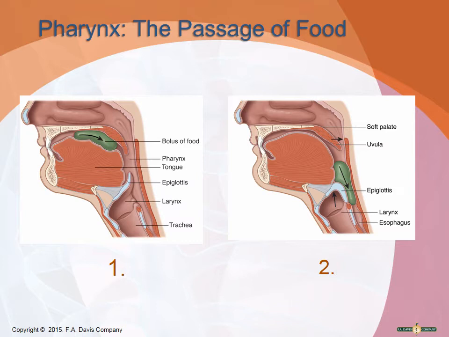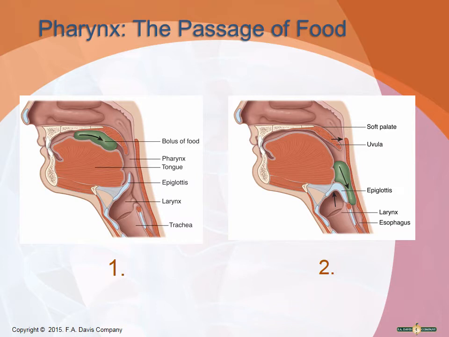So when we swallow, the soft palate covers the nasopharynx, and the epiglottis will cover the trachea, so that food or liquid that's being swallowed doesn't enter into the airway. So if you notice, the esophagus sits behind the trachea. The trachea is more interior.